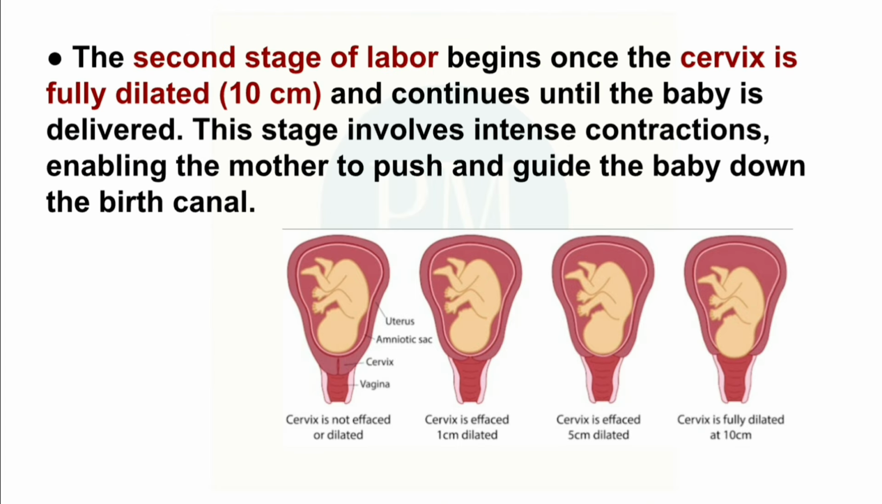The second stage of labor begins once the cervix is fully dilated, 10 cm, and continues until the baby is delivered. This stage involves intense contractions, enabling the mother to push and guide the baby down the birth canal.